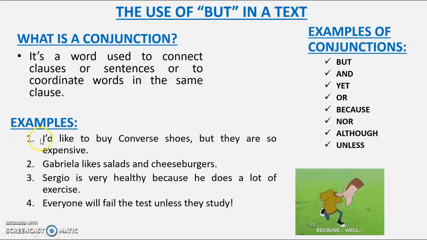Let's check the examples. Number 1, I like to buy Converse shoes, but they are so expensive. Number 2, Gabriela likes salads and cheeseburgers. Number 3, Sergio is very healthy because he does a lot of exercise. And number 4, everyone will fail the test unless they study.